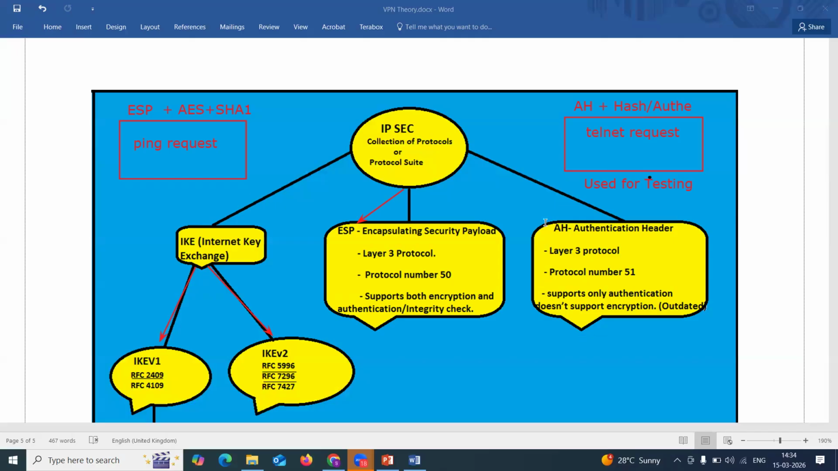So, in real time, I need both encryption and hashing. There is a question for you guys. If I need encryption and hashing both for real data, which protocol should I go with, ESP or AH?